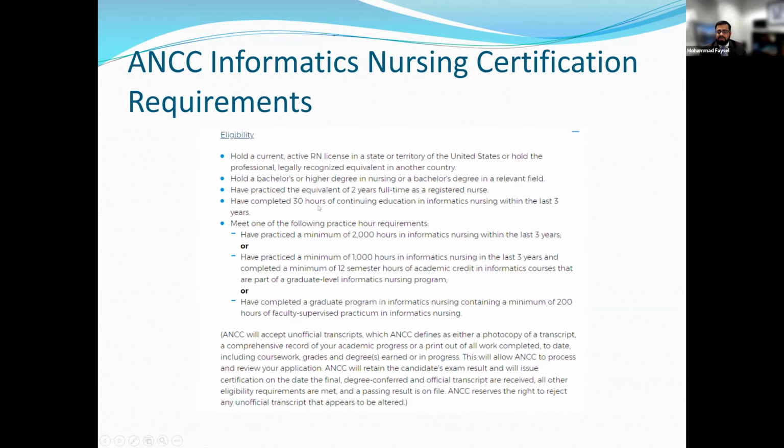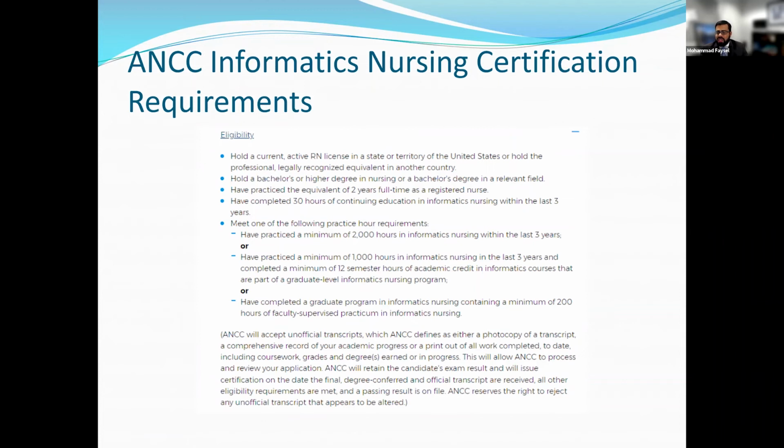As you can see, they have to have completed at least 30 hours of continuing education in informatics within the last 3 years, or they have to have, as you can see, the other requirements. So I want to focus on one thing here. The second requirement is there: meet one of the following practice hours requirements. So this is a must for them.